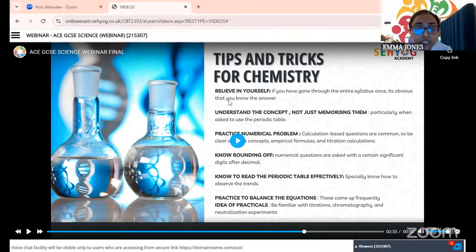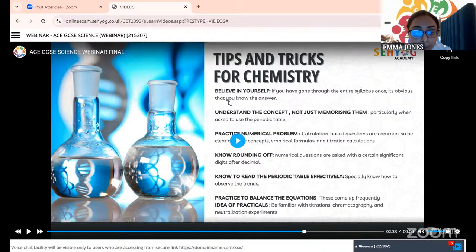Next, know how to read the periodic table effectively. Yes, it is very, very important to know all the trends of the periodic table. For that, one must have a proper understanding of the periodic table. They do not have to remember anything because the periodic table will already be provided, but they must know how to read that. All right.